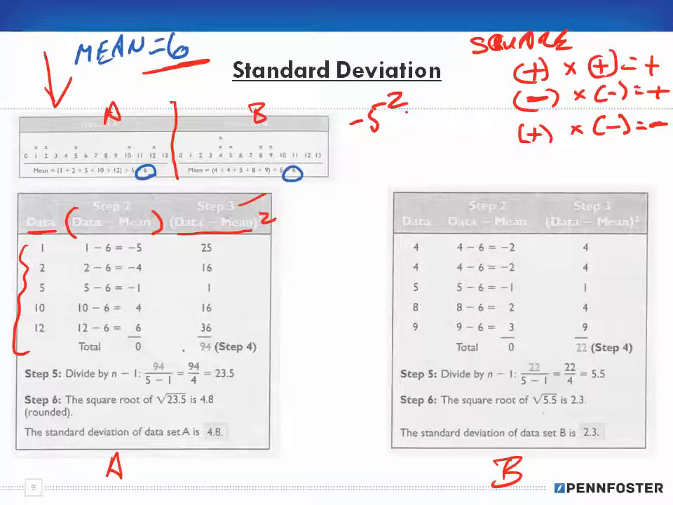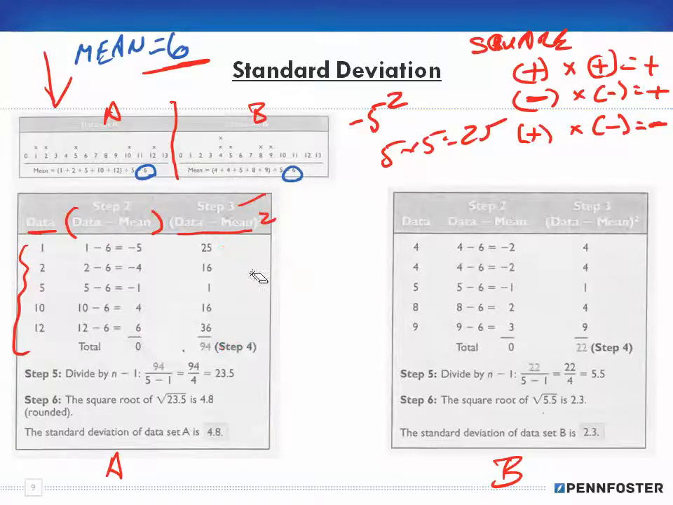I'm going to end up with a positive number. So I just take 5 times 5 and get 25. And if you notice, all of these numbers are positive numbers. Why? Because a minus times a minus is a plus, and a plus times a plus is a plus.